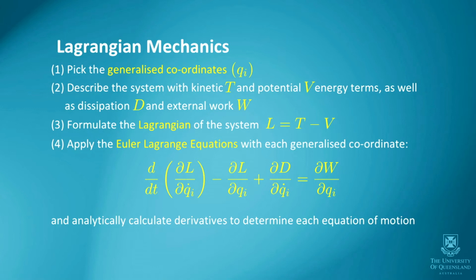Derivatives of L and derivatives of power dissipated and work done by external forces with respect to a particular coordinate allow an equation of motion to be written for that coordinate. We will continue writing equations for all coordinates.